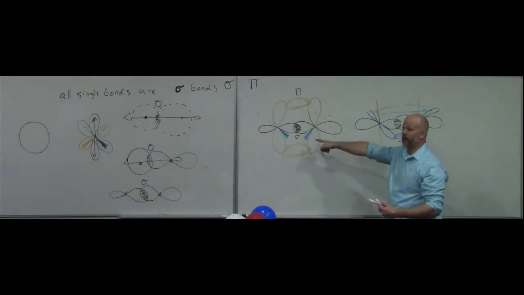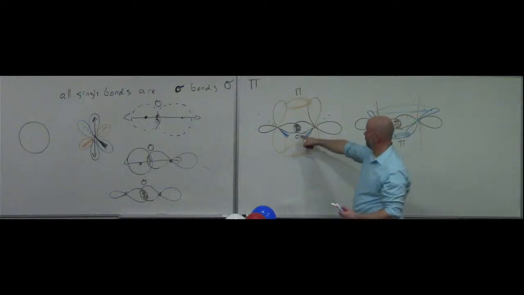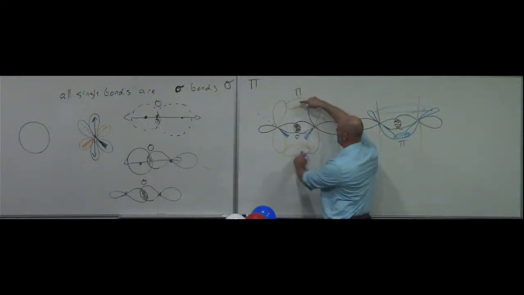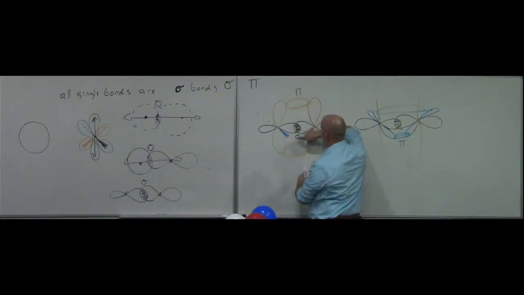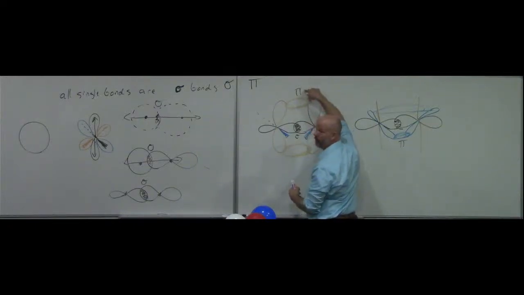How many bonds do I have here? Total? 3. Oh, I'm sorry. Even though this looks like two different things, this is one bond. Just one, yeah. It's 2 bonds here, okay? I've got a sigma bond and 1 pi bond.